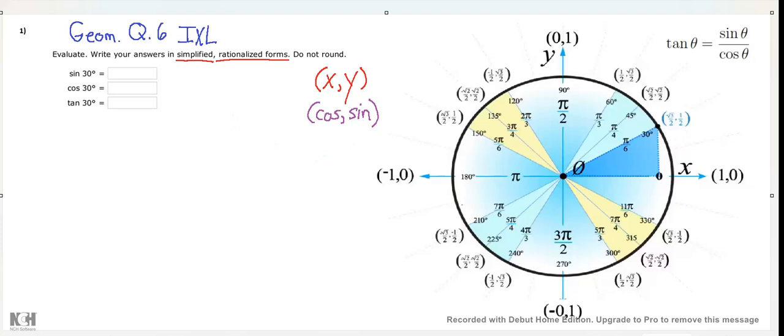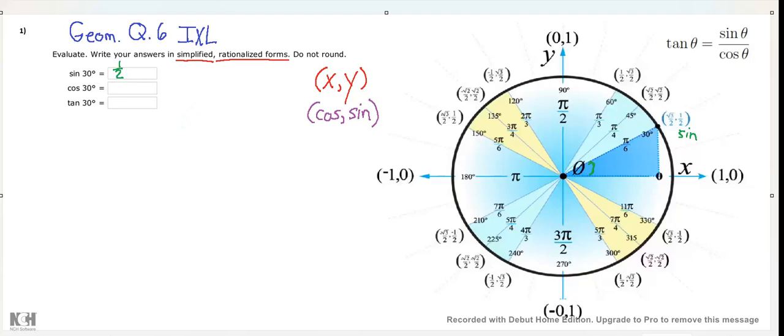So I find it handy if you have this unit circle handy while you're working on IXL. So for the first one, they want us to find the sine of a 30-degree angle. So we pop over here to our unit circle. And this is the 30-degree angle right there. Sine is this one right there, and that's just simply 1/2. So that would be 1/2. Easy peasy.